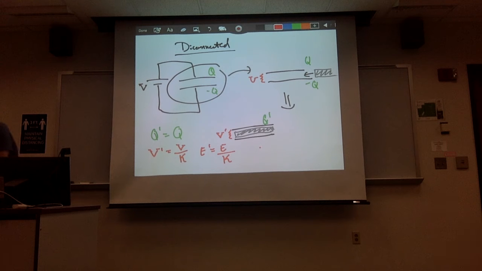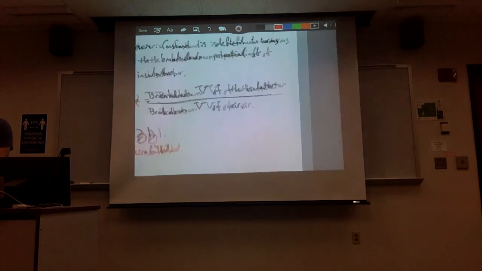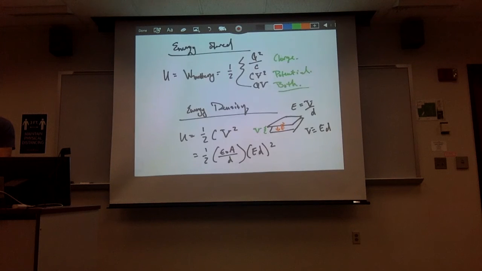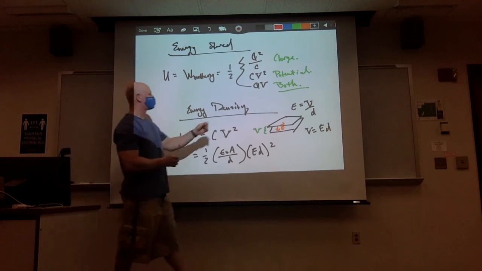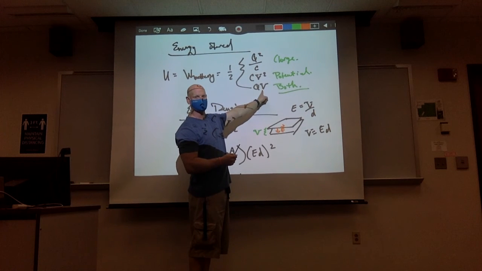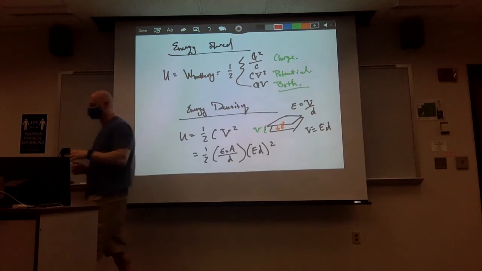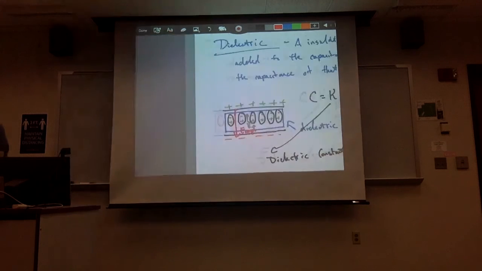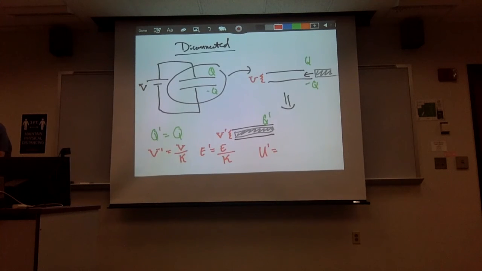Finally, what happens to the energy? Well, in this case, let's go back to our equation here. There we go. So in this case, again, if the charge has stayed the same, but the potential has dropped by an amount of the dielectric constant, that means the energy has also dropped by an amount of the dielectric constant. In this case, my energy stored has dropped from the original by an amount of the dielectric constant.